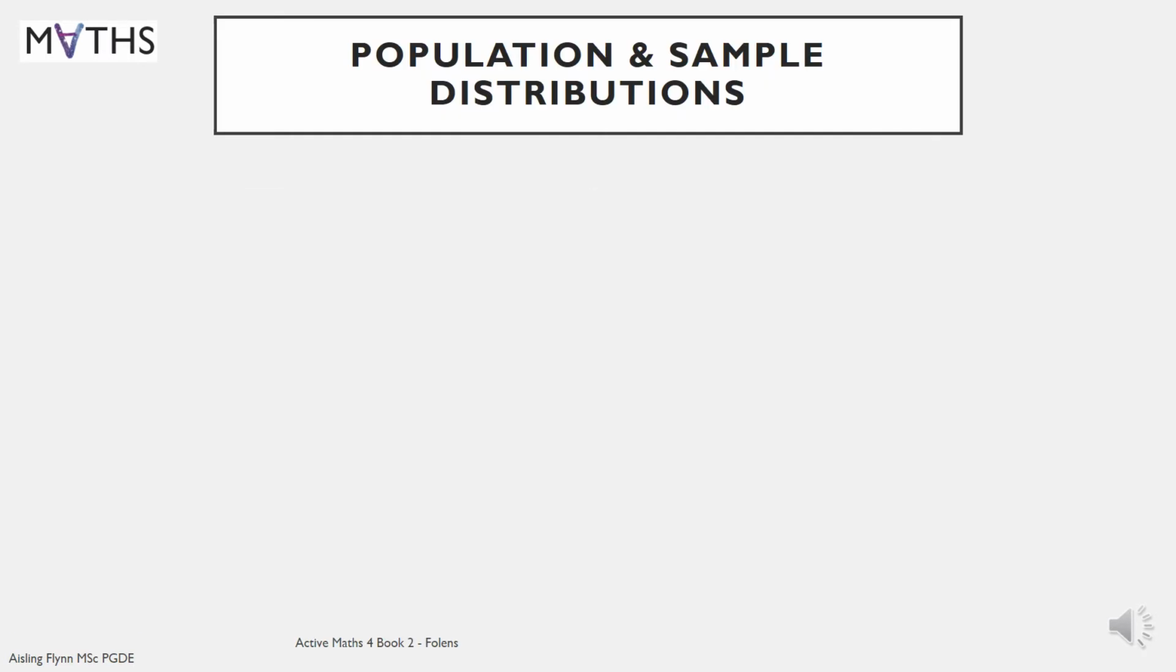Okay, so population and sample distributions. We've seen population distributions before. We've seen normal distributions. We've seen skewed left and skewed right. Now we're looking at what are called sample distributions.